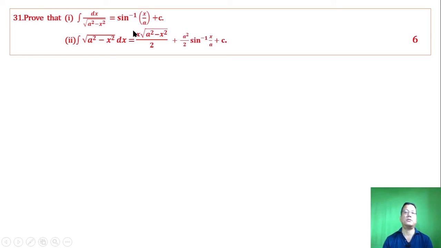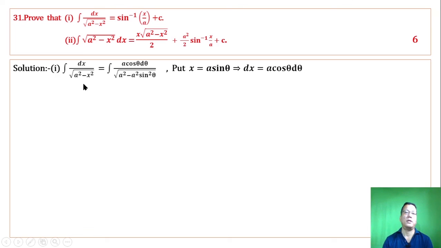Question 31. Prove that this standard integral is established, 6 marks. Let the integral of square root of a square minus x square dx, and put x equal to a sin theta, or a cos theta.